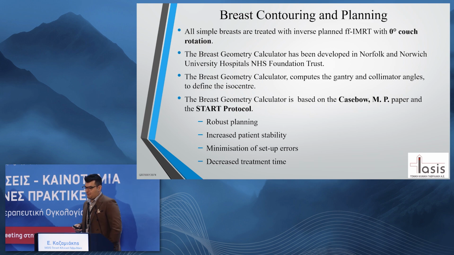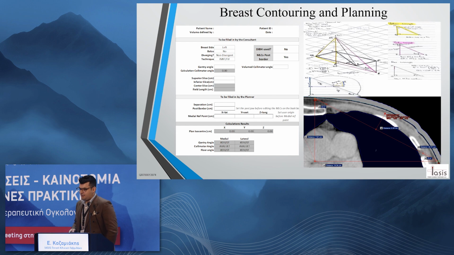The calculator is based on the standardization of breast radiotherapy protocol and the Casebow paper, which dates back to 1984 and establishes the use of adjacent beams for isocentric radiotherapy. This is what the calculator looks like. As the user, you have to input a few parameters, and it automatically calculates the rest for you based on the complicated trigonometry. You can get a glimpse of the trigonometry behind it in the upper right part, and how we are placing the isocenter on a patient based on the calculator.